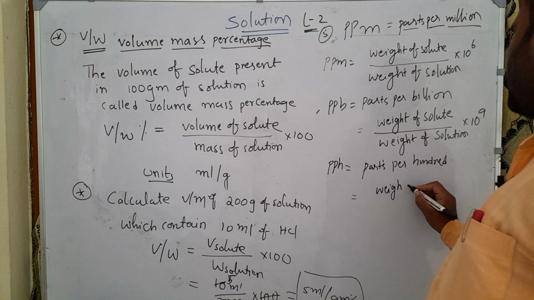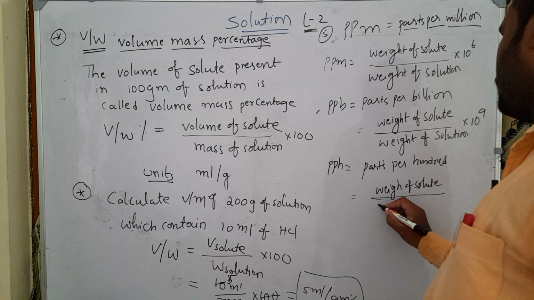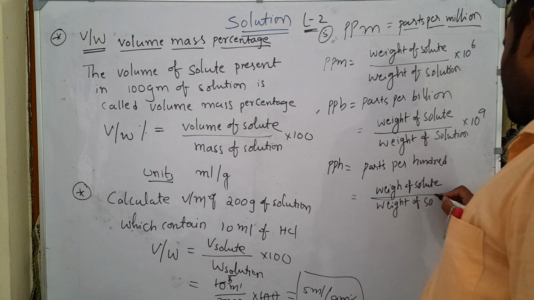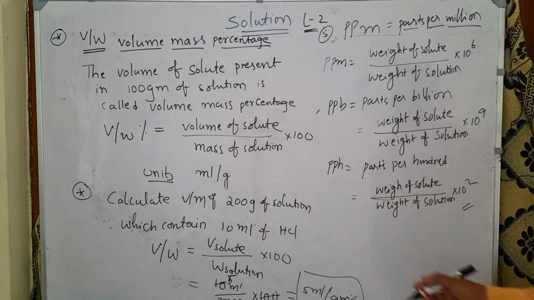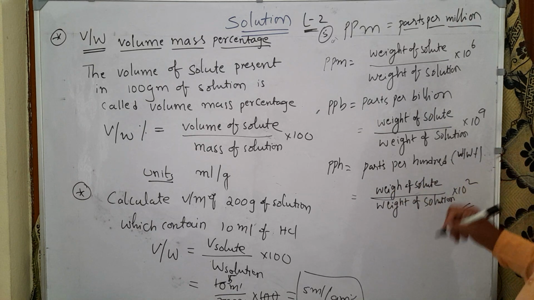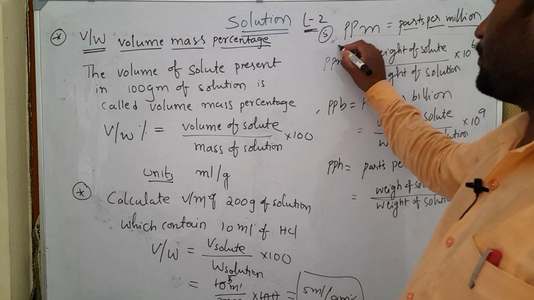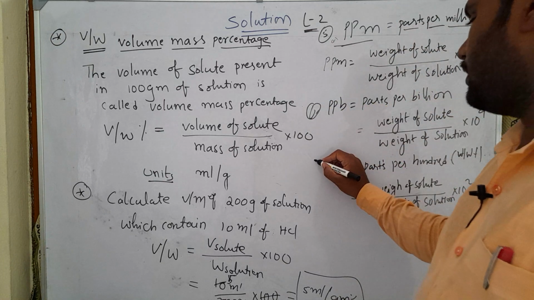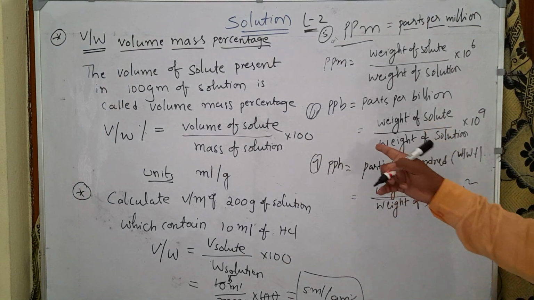We can take weight of solute by weight of solution into 10 squared, that is pph. It is indirectly the weight percentage, which is nothing but mass percentage. So this is about ppm, ppb, pph. ppm is parts per million, ppb is parts per billion, and pph is parts per 100.